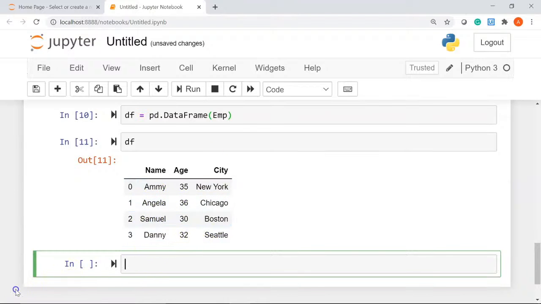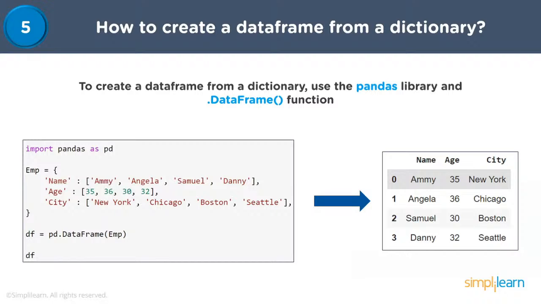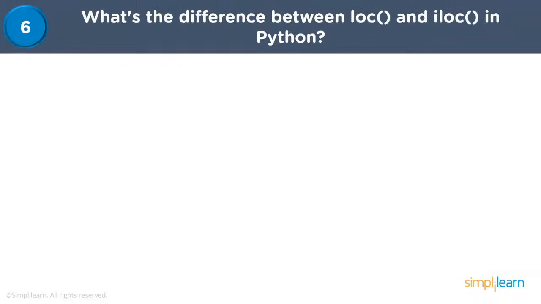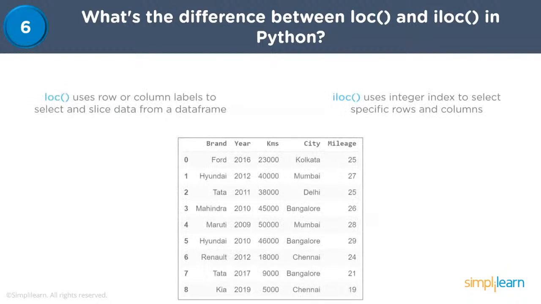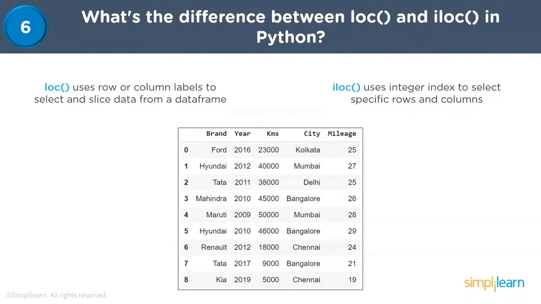Alright. Now let's see the sixth question we have. The question is, what is the difference between loc and iloc in Python? Now as data scientists, you would often want to analyze a chunk of data and not all the rows in it. So loc and iloc functions can help you fetch specific rows and columns from your data frame.